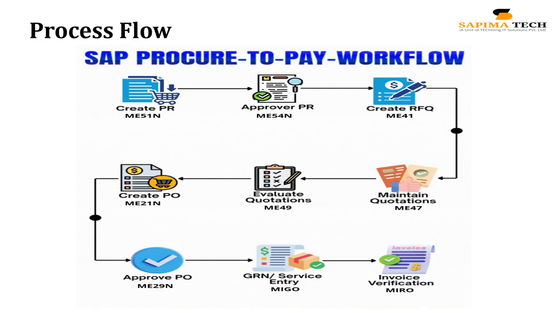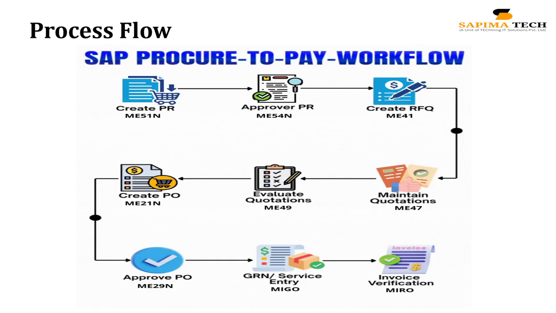Once that has been finalized, then a purchase order has to be created in the SAP system. This is a legal document where you have to mention all the details about that purchase. Once the purchase order has been created and approved by the different hierarchies of the business, it will be sent to the supplier for the material supply.